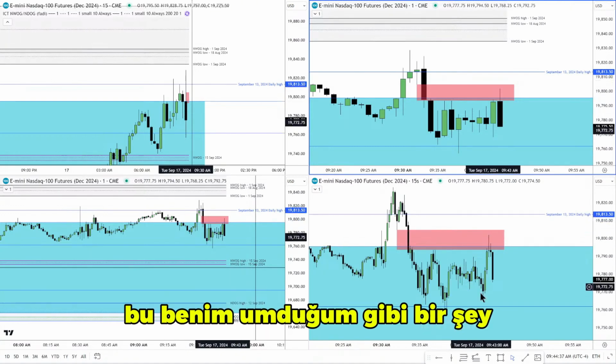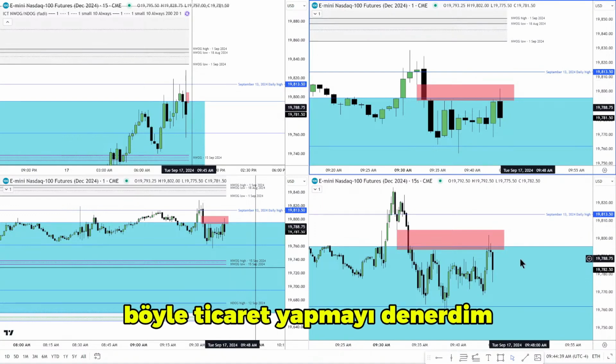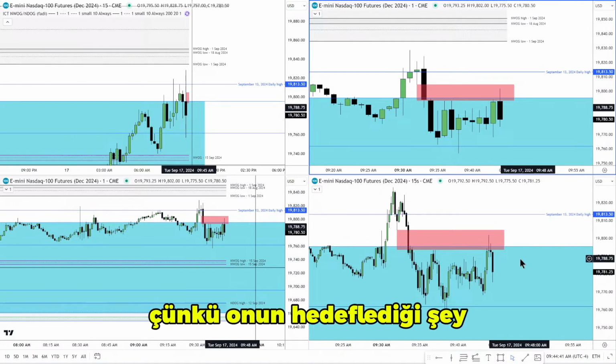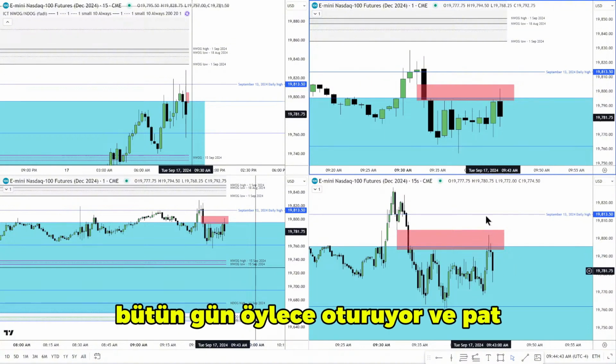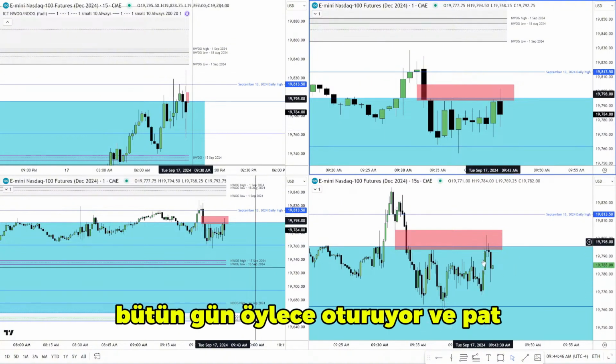When we were trading, I said I want to see it trade up in that fair value gap. This is kind of what I was hoping trades by Matt Guy would try to do, because what he's aiming for, that's basically it. That's his whole day. It's just something like that, and boom.